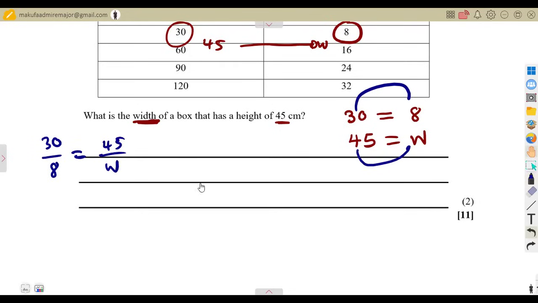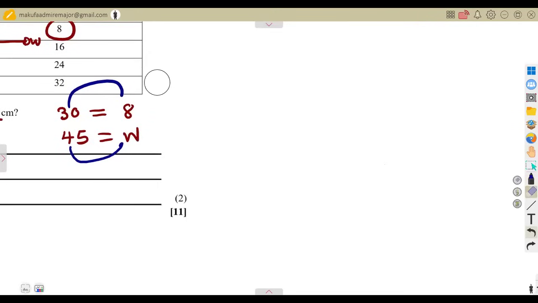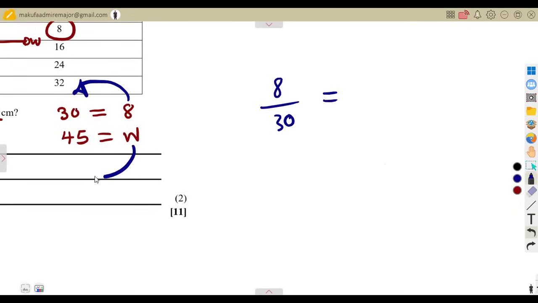You can write it this way, as long as you understand how to form this equation. You can also write it this way. This time you can write it as 8 over 30. As long as you started this way, you're going to move the same way, so it's going to be equal to W over 45.